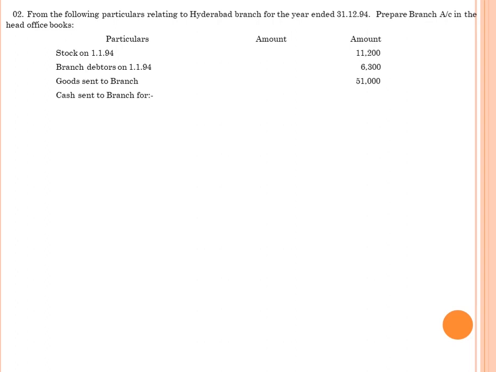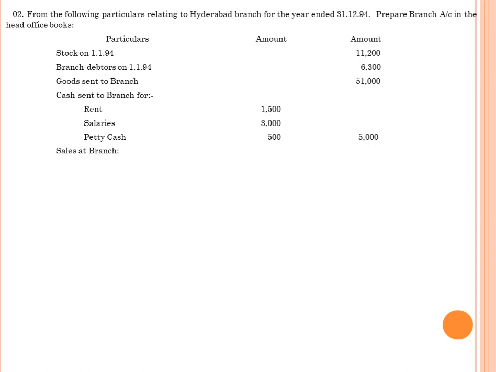Listen carefully, my dear. From the following particulars relating to Hyderabad branch account for the year ended 31/12/1994, prepare the branch account in the head office books. Here three columns are given: the particulars and amount. Start with the stock on 1/1/94, 11,200. Branch debtors at opening 1/1/94, 6,300. Goods sent to branch 51,000. Cash sent to branch for branch expenses: rent 1,500, salaries 3,000, petty cash 500, and total 5,000 rupees.